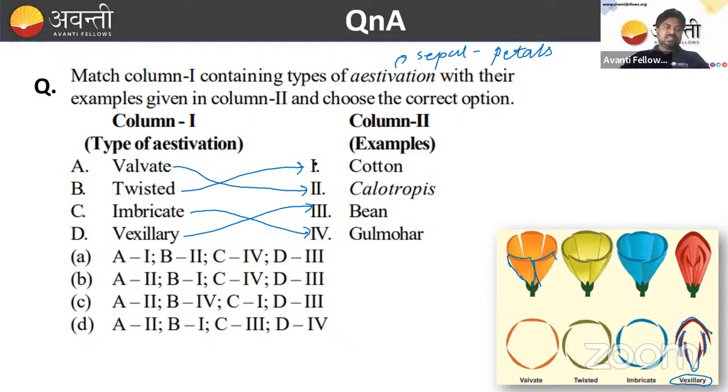So here you can see A means second. B means 1. Imbricate means gulmohur means 4. C means 4, and D means 3. And that's why option B is the correct answer. Coming toward the next question.